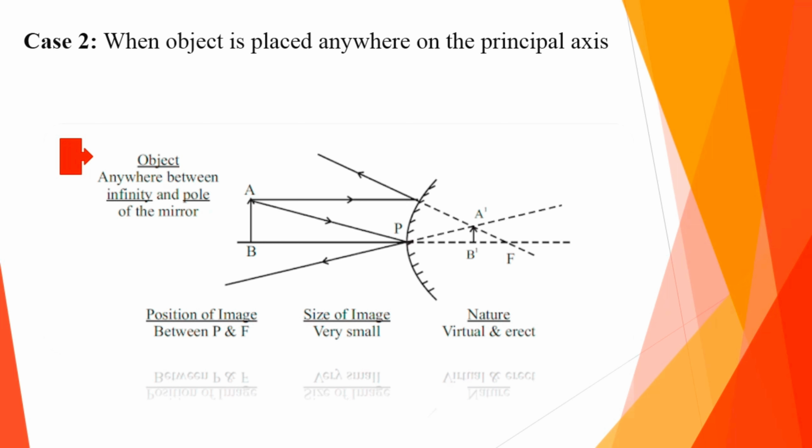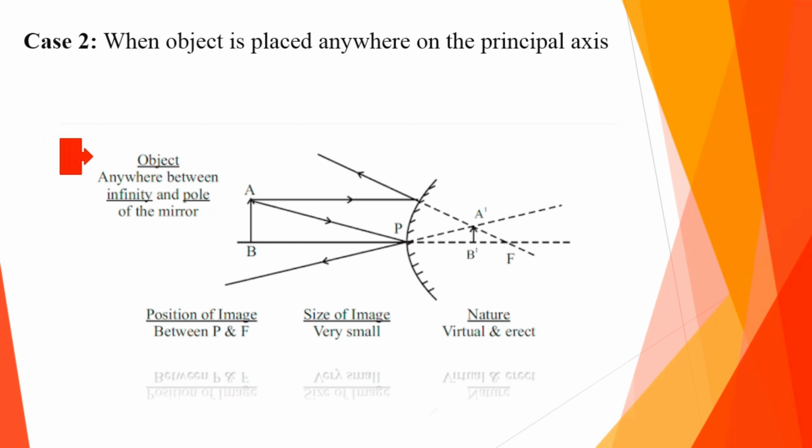The rays from the object reflect and appear to diverge from a point behind the mirror, between the pole and the focus. So here the position of the image will be between P and F, and the size will be very small, virtual and erect. So if the object is anywhere between infinity and the pole of the mirror on the principal axis, what happens?